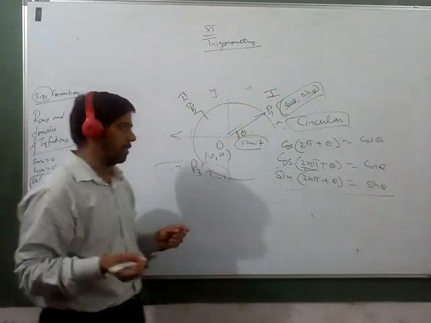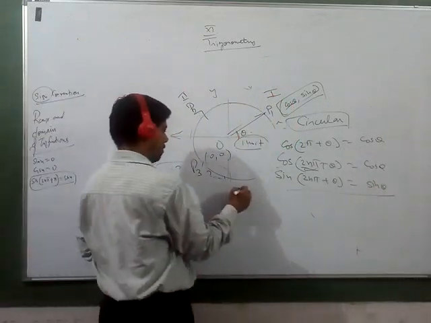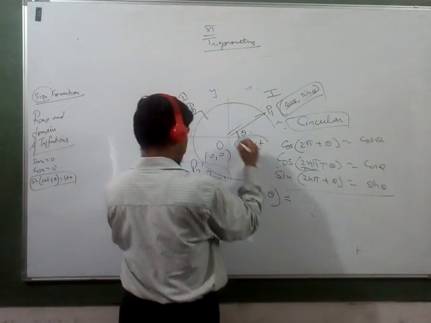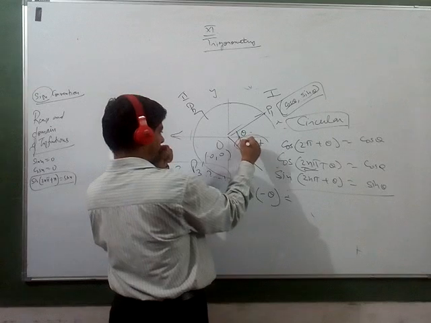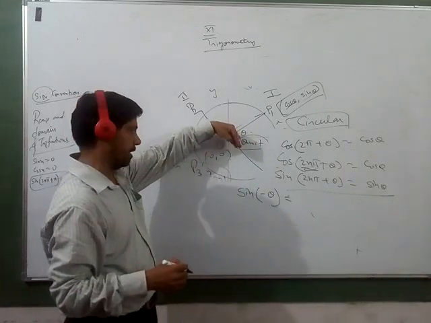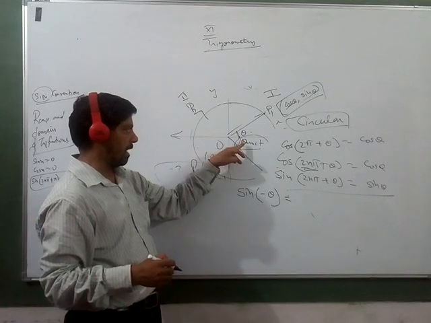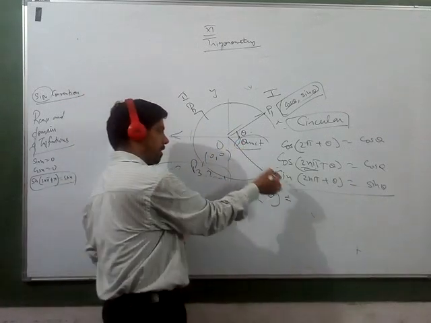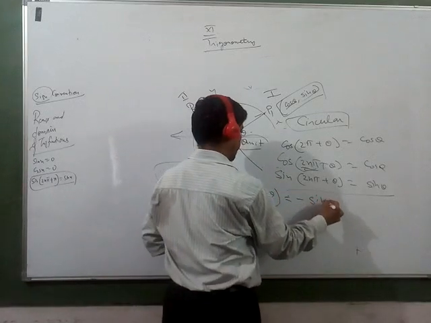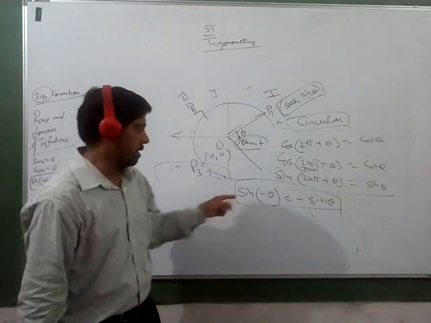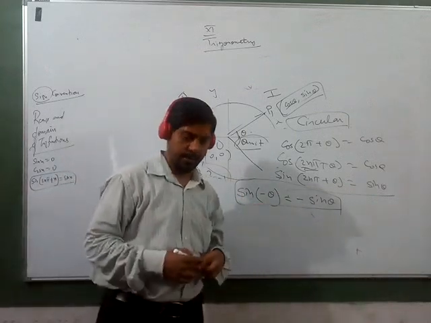There are some other added advantages, like what is sine of minus theta? Sine of minus theta means you come into the fourth quadrant, because you go downward in the clockwise direction. In the clockwise direction, the angle is negative. So what is sine of minus theta? In the fourth quadrant, sin theta is negative, so I can write minus sin theta. This is a very important identity: sine of minus theta is minus sin theta.